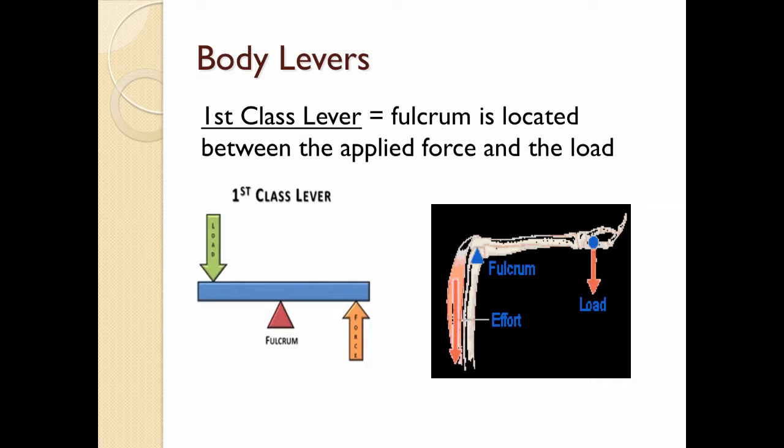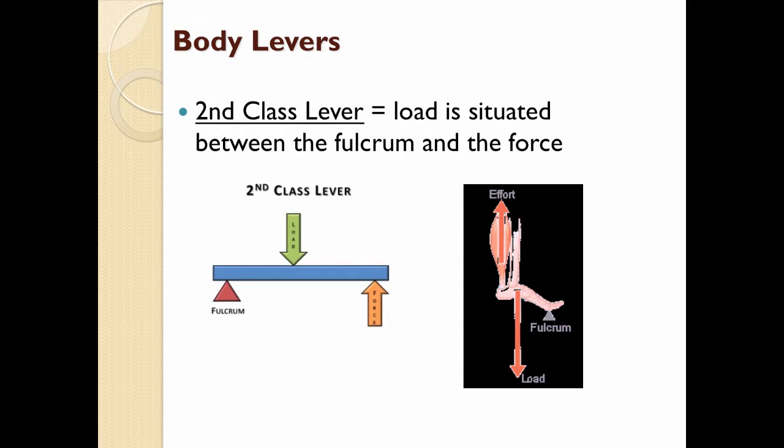The fulcrum is between the load and the effort, or the load and the force. A second class lever has a load situated between the fulcrum and the force. We see this with the gastrocnemius and the ankle joint. Our fulcrum is at our toes. The load is going anterior to our ankle joint, and our effort is coming from the gastrocnemius going in the opposite direction. So the force and load are going in opposite directions, both distal to the fulcrum.